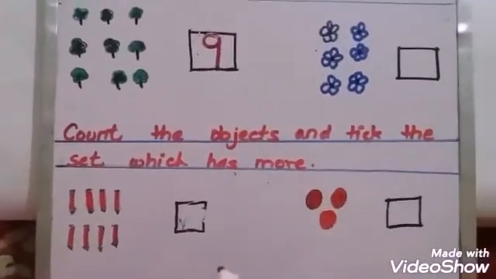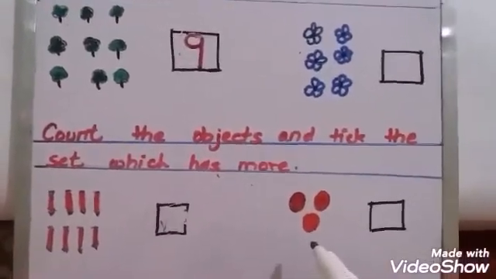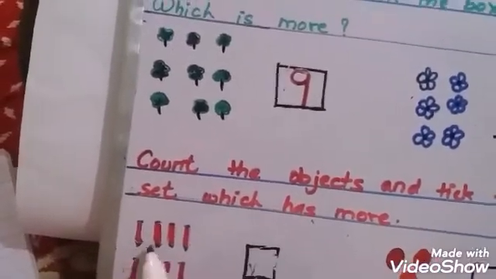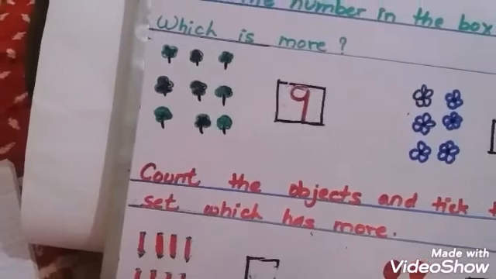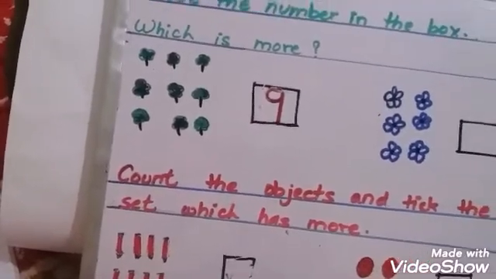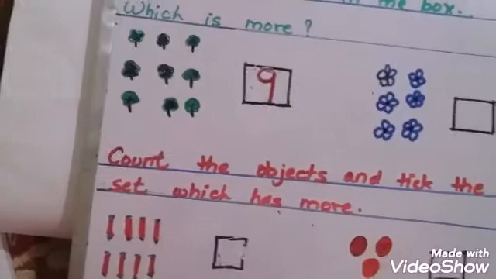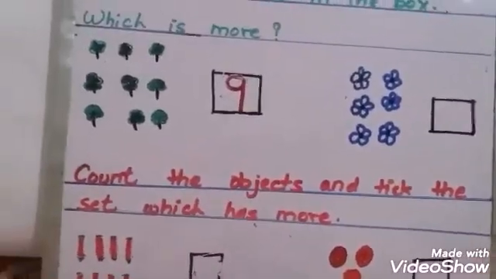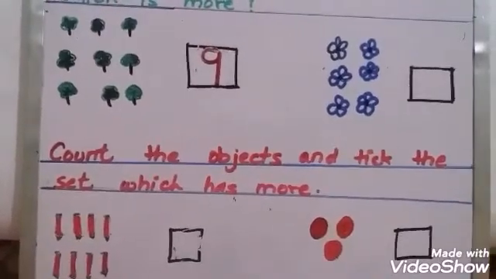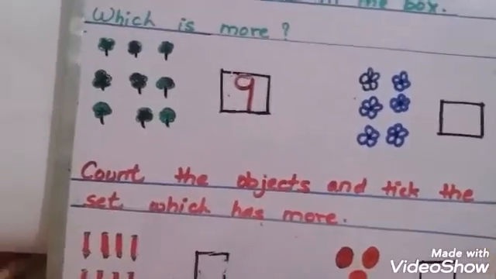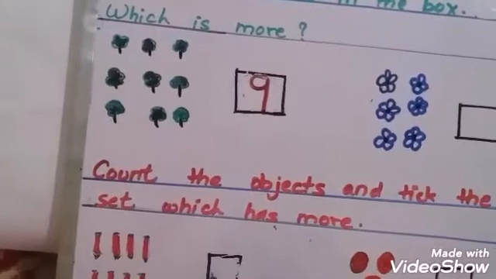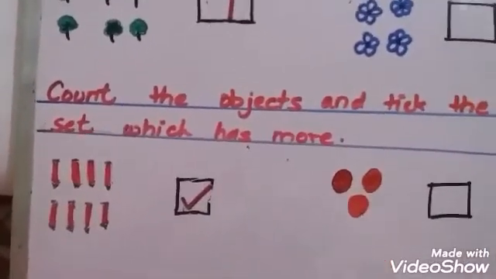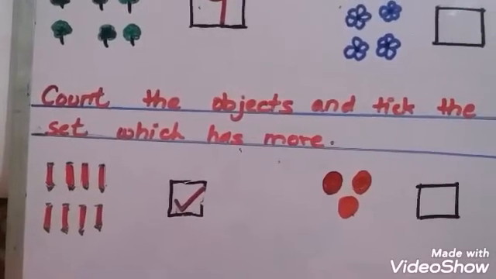So we have pencils and we have circles. Let's count the pencils. How many pencils do we have? 1, 2, 3, 4, 5, 6, 7, 8. 8 pencils. And how many circles do we have? 1, 2, 3. So the pencils are more than circles. So we take the pencils, because pencils are more than circles.